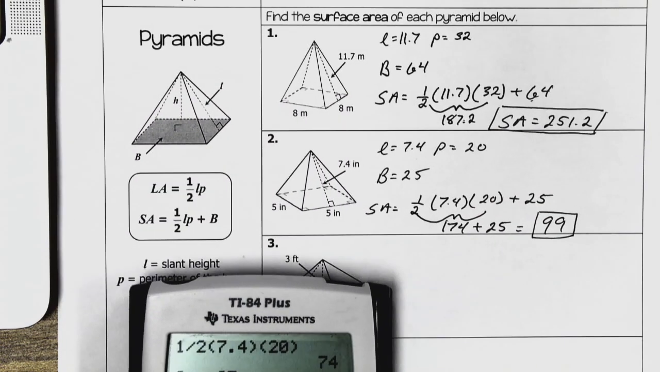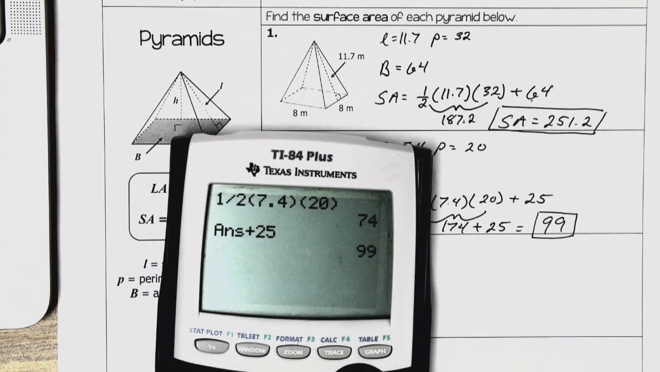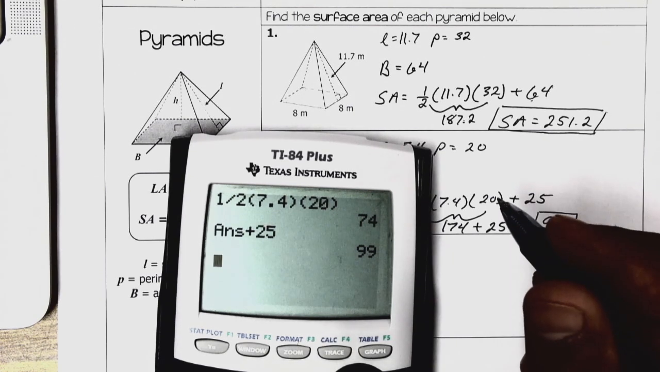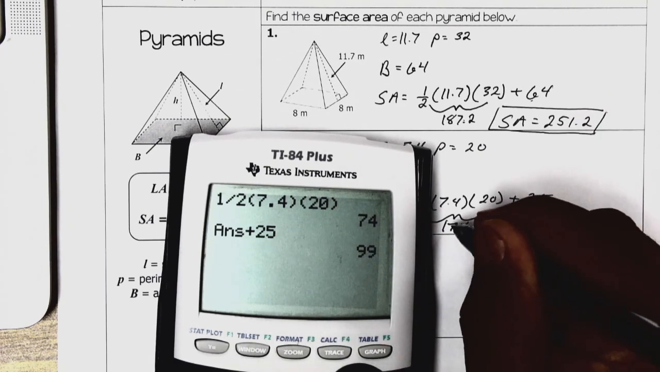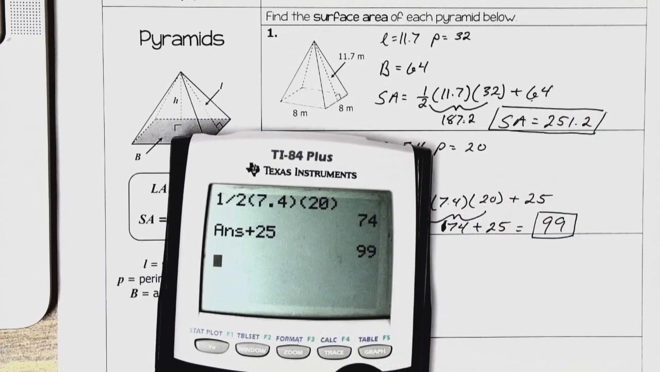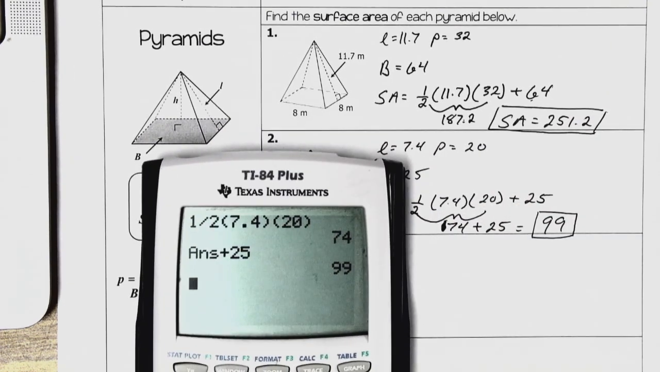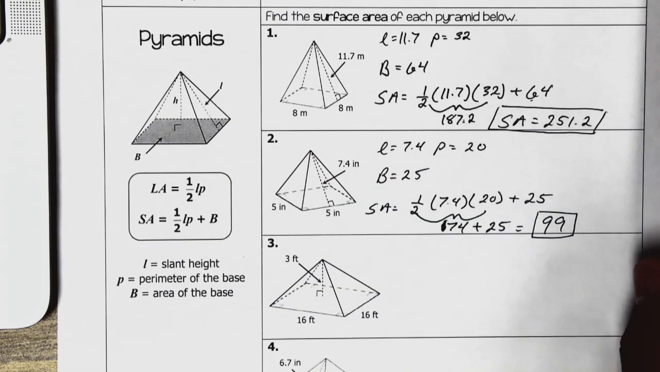Let me see. 1/2 base times height. No, it is 74. I guess they got it wrong in the notes. 7.4 times 20. Yeah, it is. No, well, the notes are wrong. So no, it is 74. So I did it right. They did it wrong. Okay.